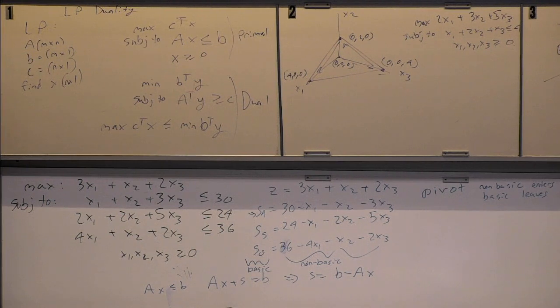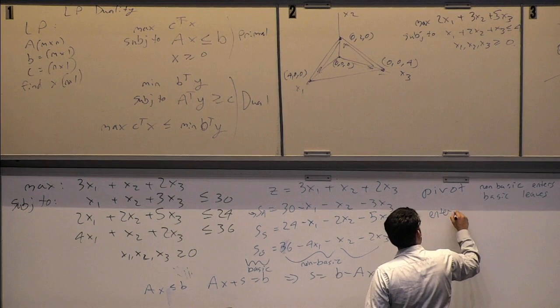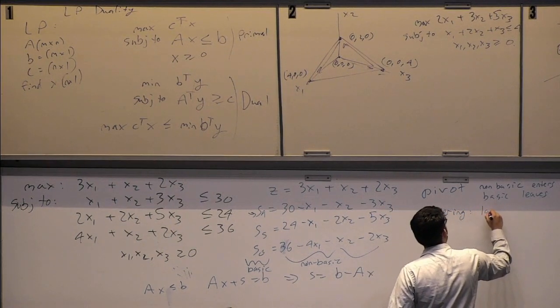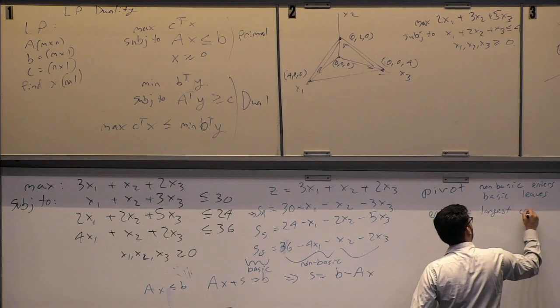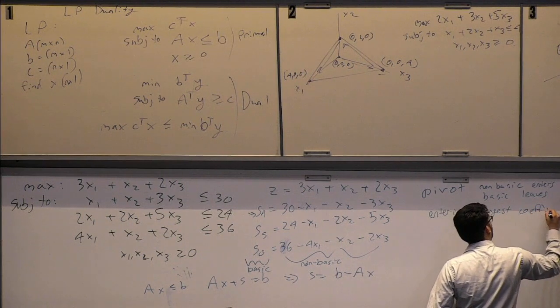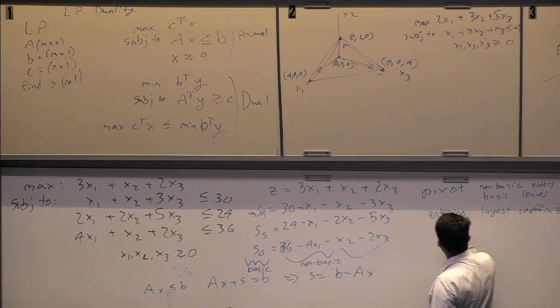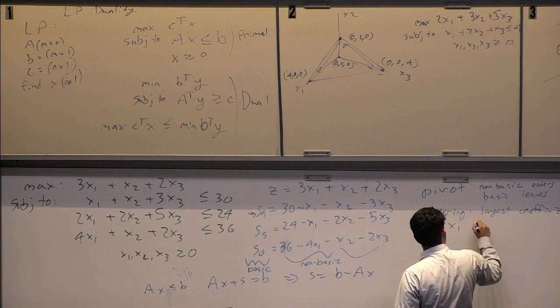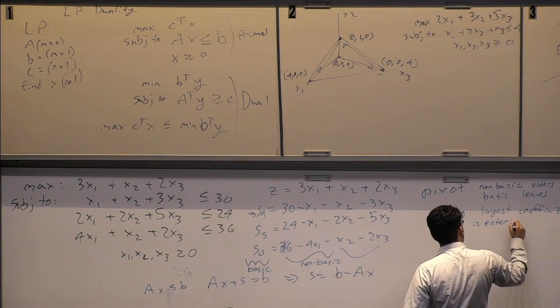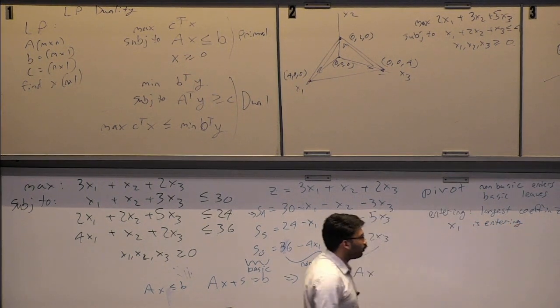If you look at the objective function, for the entering one, look at the largest coefficient in z. So you go to z, and you're like, okay, if I have to choose one of x1, x2, x3 to maximize, which one am I going to choose? You're going to choose the one with the largest coefficient. So x1 is entering.